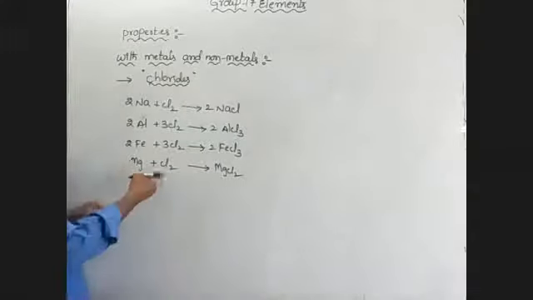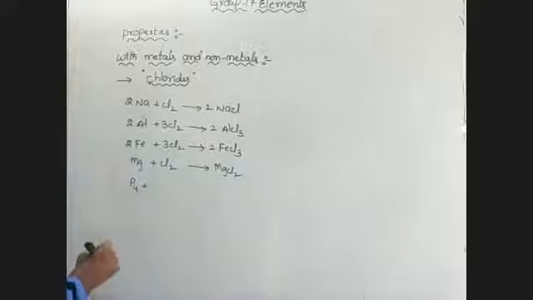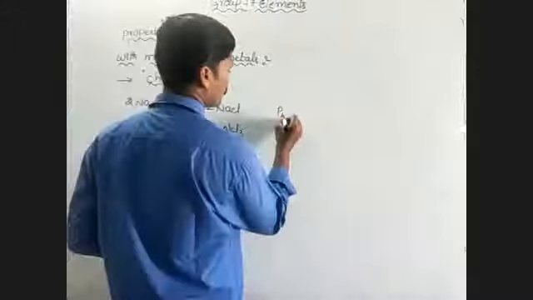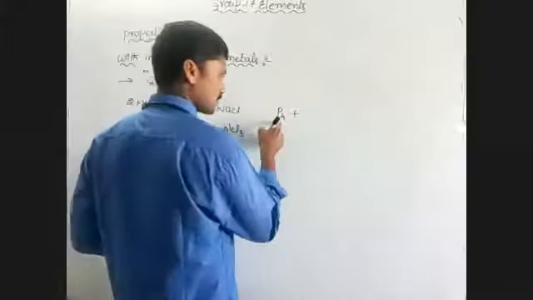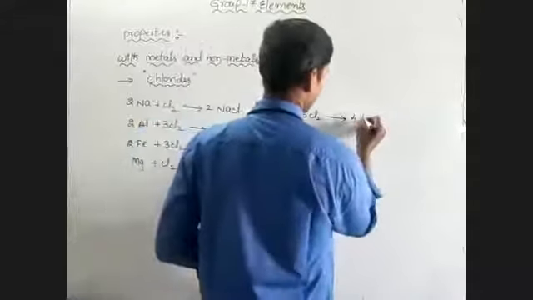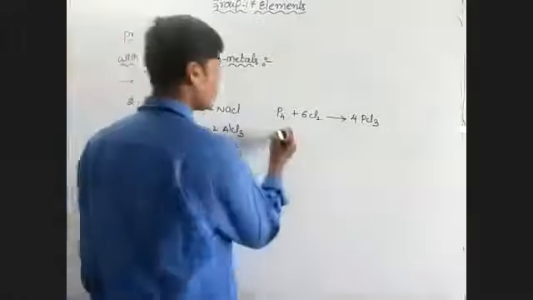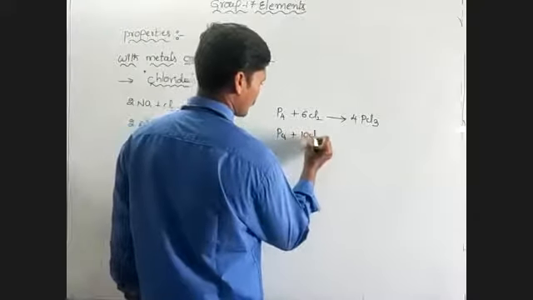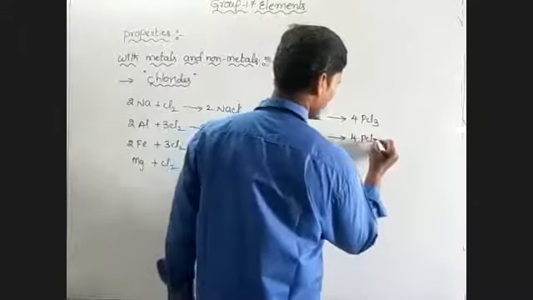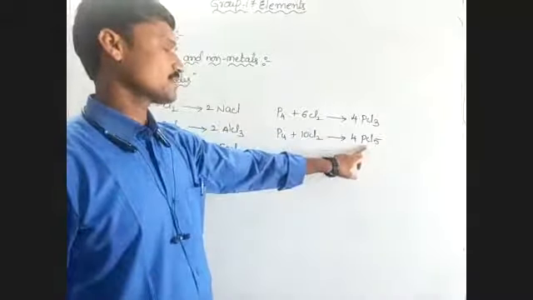So next one reacts with non-metal. For example, you take phosphorus, this is a non-metal. This reaction is written on this side. P4, this is non-metal. Phosphorus when it combines with chlorine, it forms phosphorus trichloride, PCl3. This phosphorus combines with 10 moles of Cl2, that means excess of chlorine, it forms 4PCl5, phosphorus pentachloride. Trichloride, pentachloride.